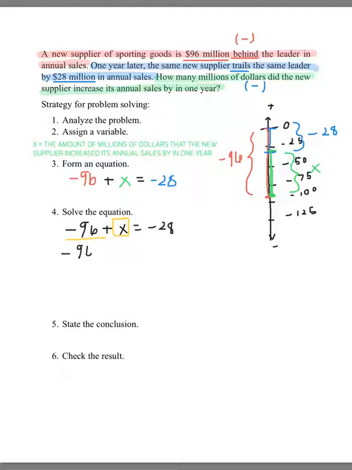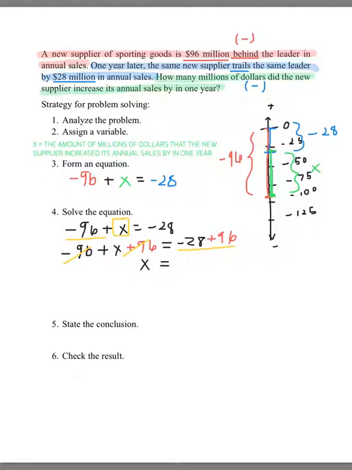So we'll start off with the original, negative 96 plus X, leave a little bit of space, and negative 28. So that's the original equation. And now we're going to want to eliminate the negative 96 by adding a positive 96 to both sides. And then therefore on the left, the negative 96 and the positive 96 simplify out, and we're left with simply X. And on the right hand side, all we need to do is simplify negative 28 plus 96.